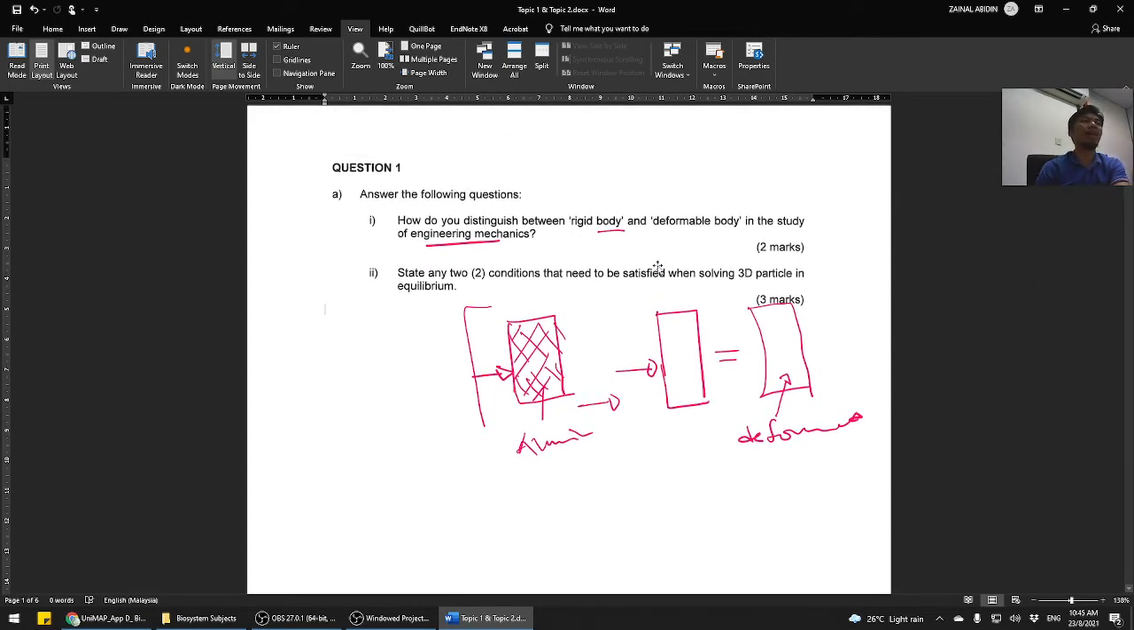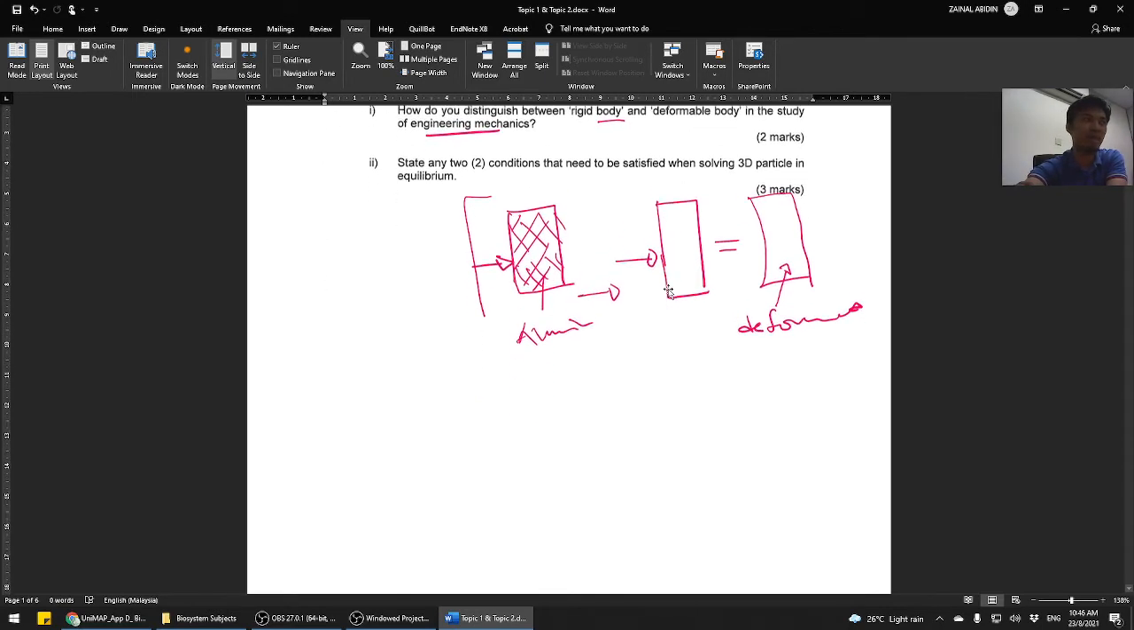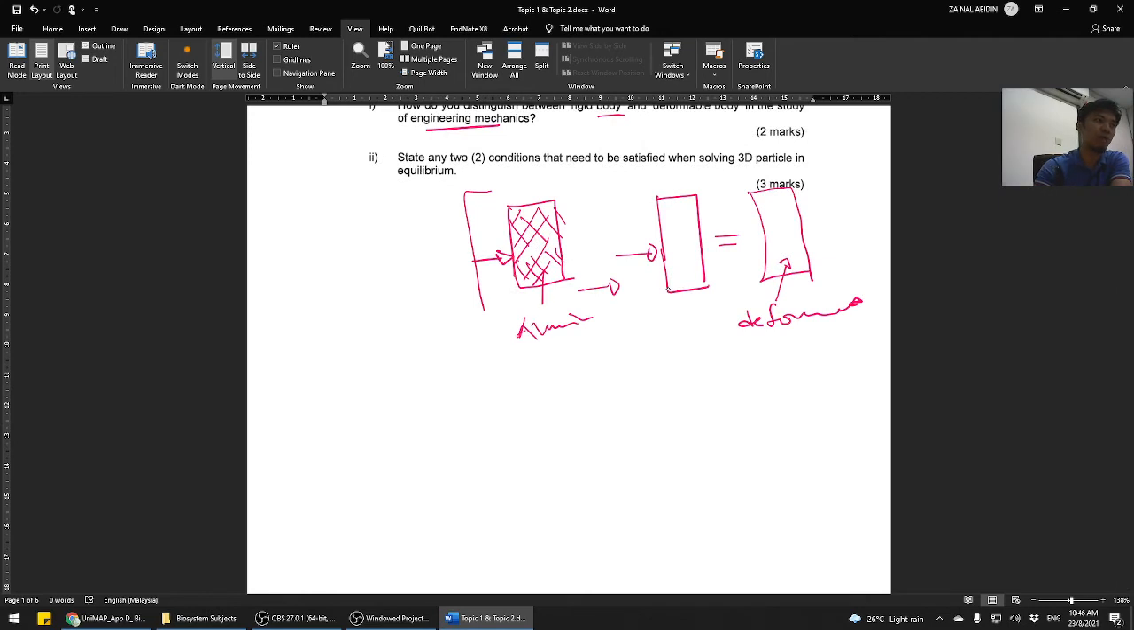And two, state any two conditions that need to be satisfied when solving 3D particle. Okay, you have a topic of 3D particle equilibrium, so you have to solve. For example, this question, find, selalunya dia given a lot of forces lah. This here, is here, and, oh sorry.